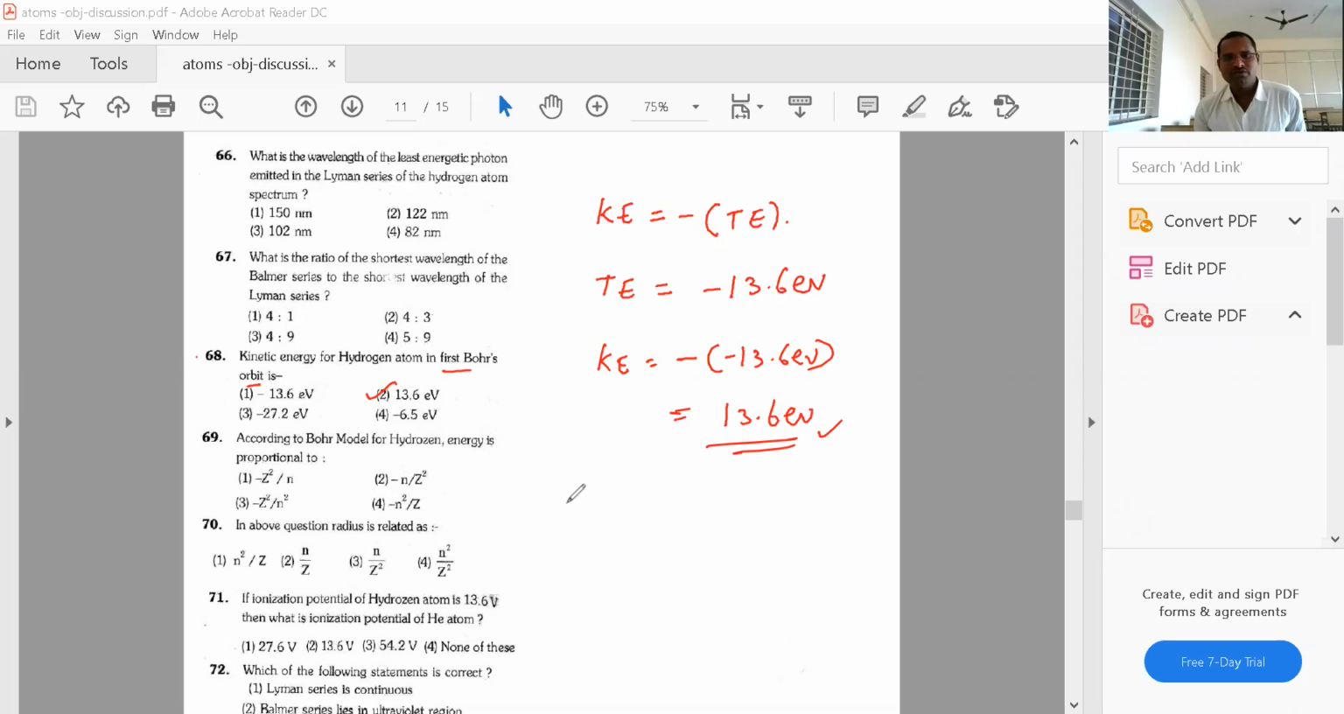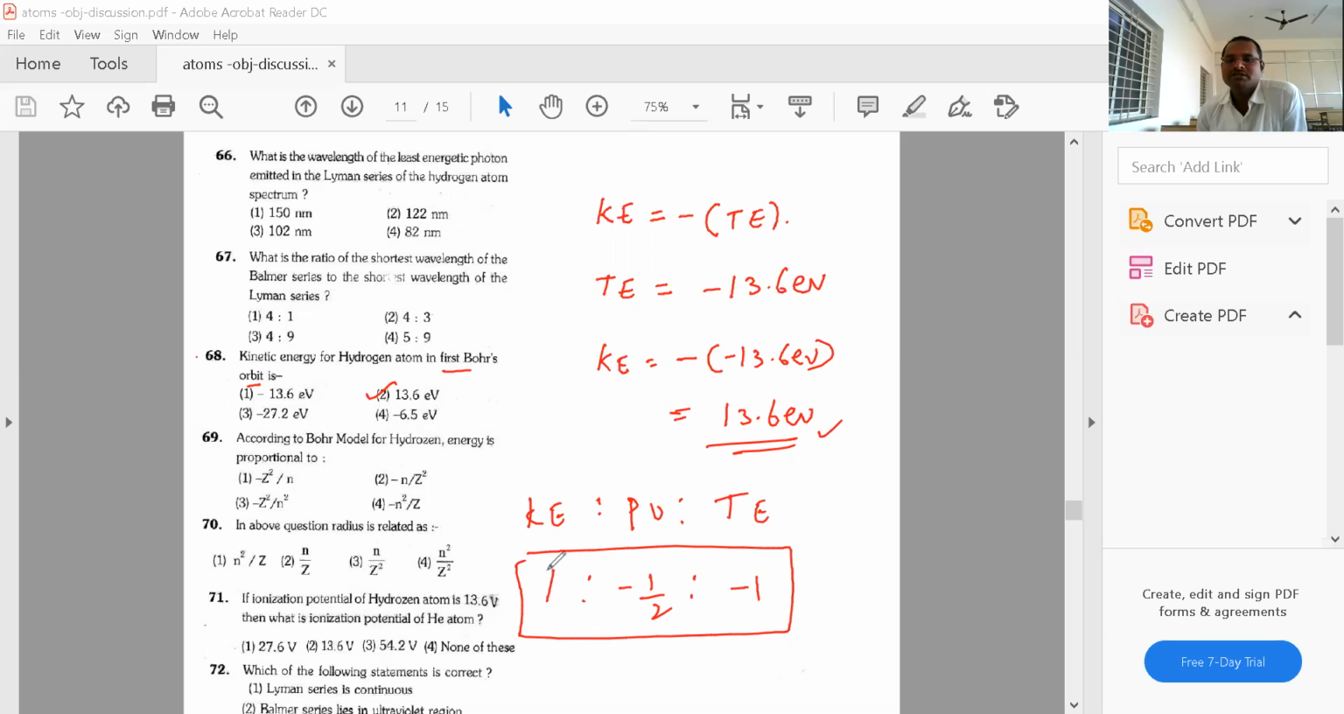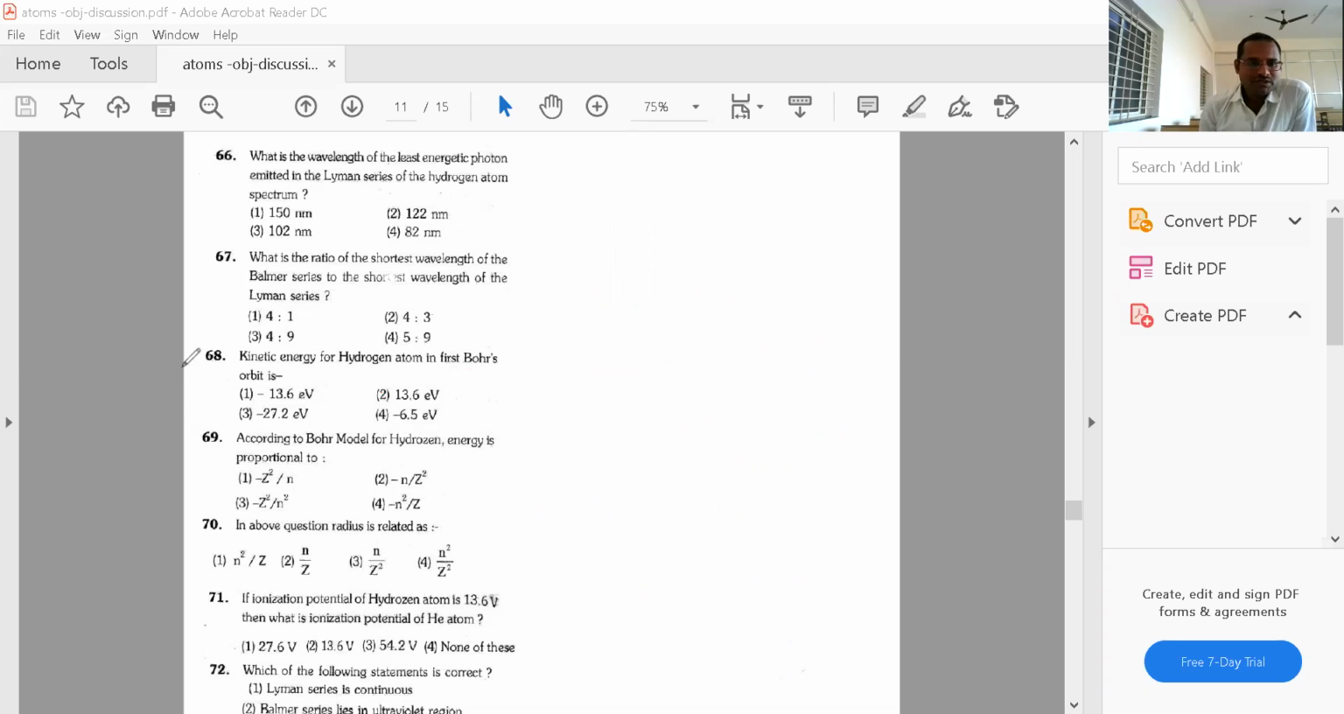Do you remember the relation between kinetic energy, potential energy and total energy? They are in the ratio 1 : minus 2 : minus 1. Do you remember these relations? You need to remember them, very important. Question 68 is over, next 69.